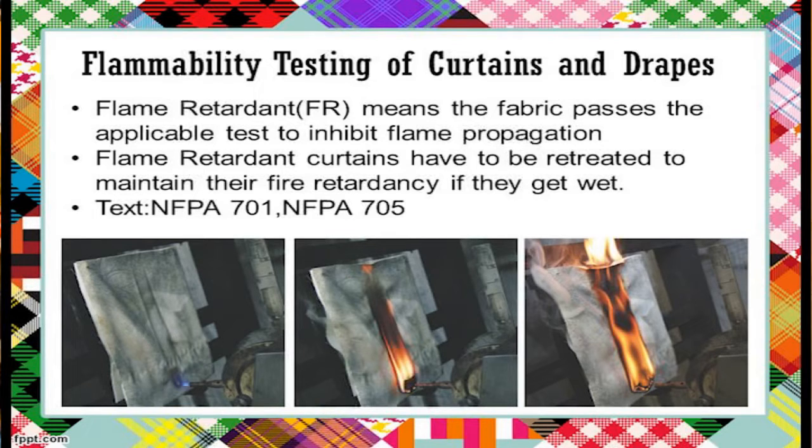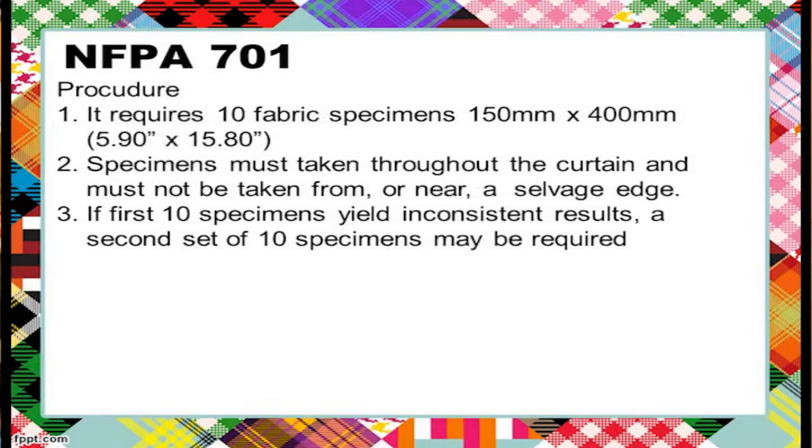Flammability testing tests the flame retardancy of the curtain. Flame retardant means the fabric passes the applicable test to inhibit flame propagation. Flame retardant curtains can be retreated to maintain their fire resistance if they get wet. There are two flammability tests, which are NFPA 701 and NFPA 705. This is the procedure of NFPA 701.